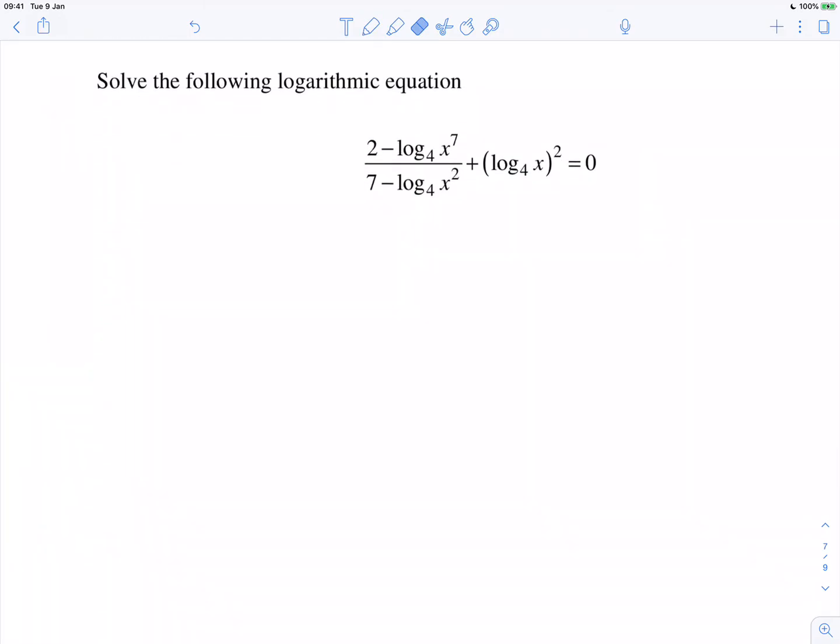Last log one for you. It's a real stinker. Yeah, pause it, give it a go.